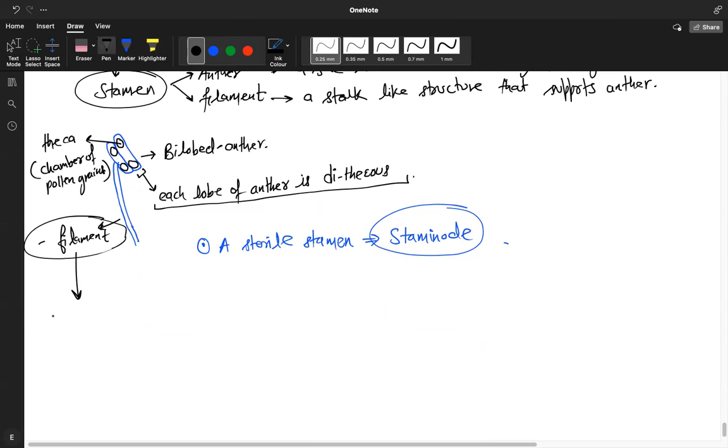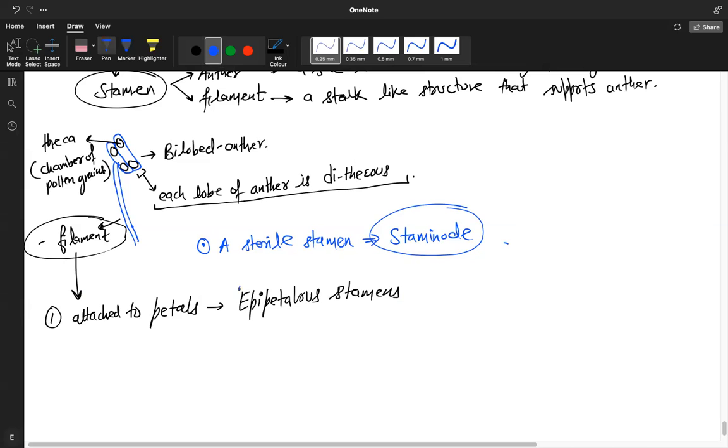When the filament, write down, one possibility is that the stamen through the filament is attached to the petals. So this is the first possibility. If they are attached to petals, they are called epipetalous stamens. Epi means, in biology, remember this term, the word epi means over or above.